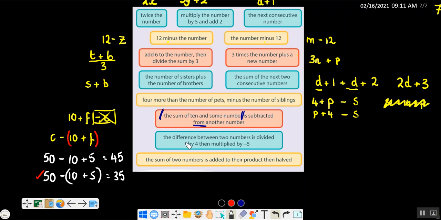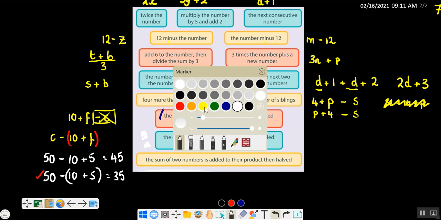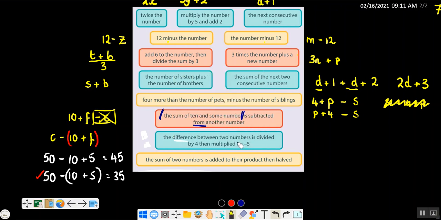The word difference, when it says difference, that should make you wary. Just like here, get it the right way round. The difference between two numbers is divided by 4 and then multiplied by -5. So it's like having commas in your sentences. Do this bit first. So what do I have to do first? We've got to do the difference between two numbers first. So let's do J subtract B.